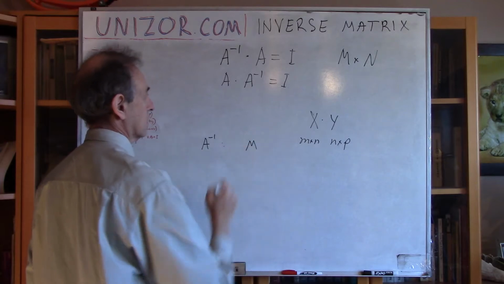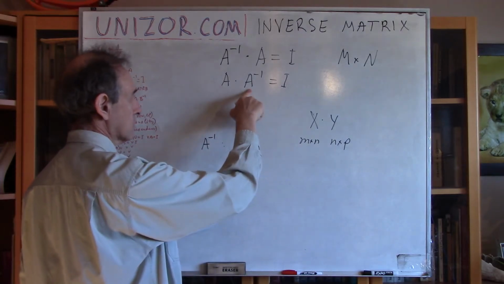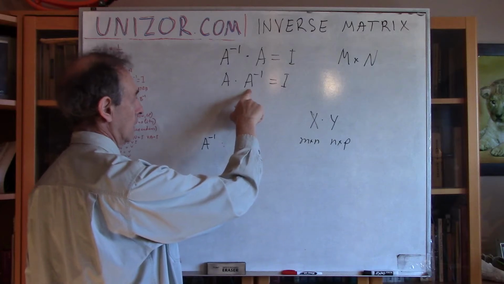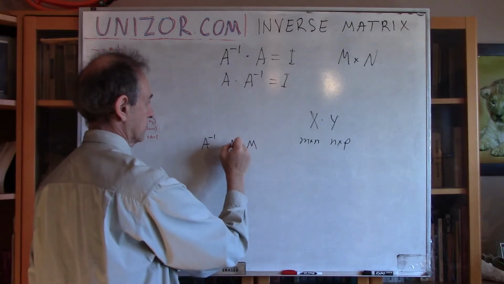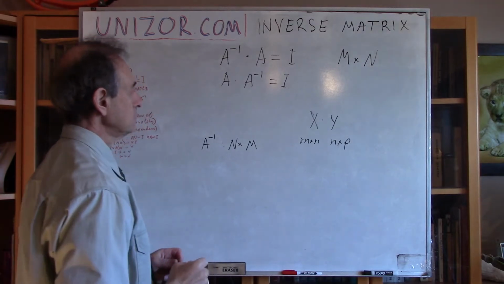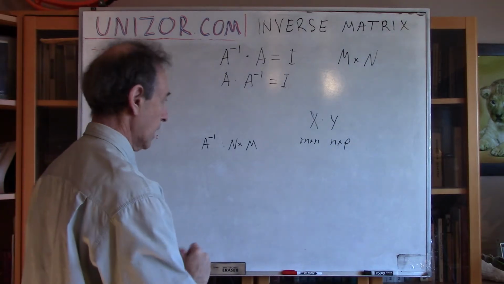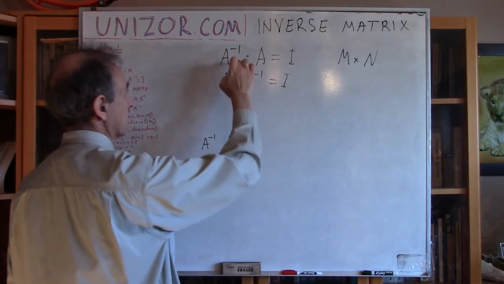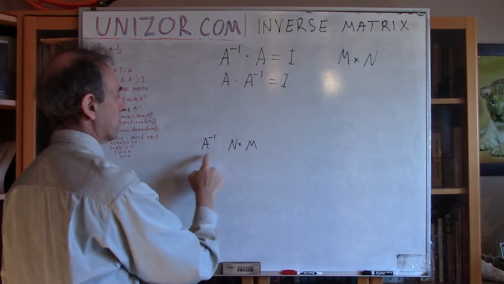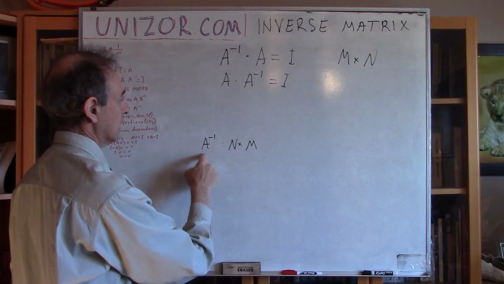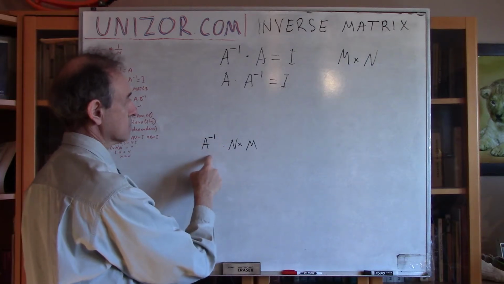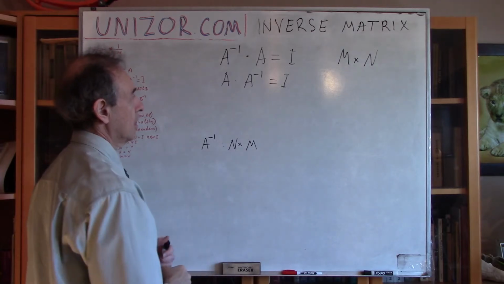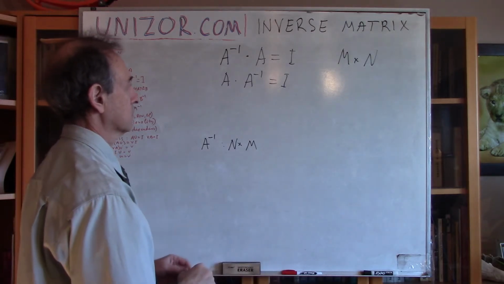M columns. But now this also is true, so it should have n rows. Okay, so we found out that to be able to multiply this and this, my matrix A to the minus 1, the inverse to A matrix, should have dimension n by m. But now let's talk about the result.